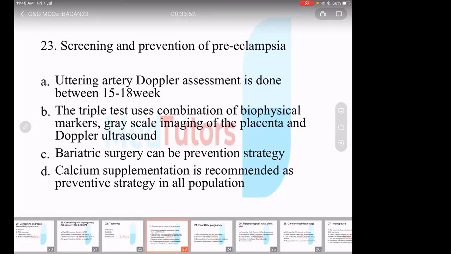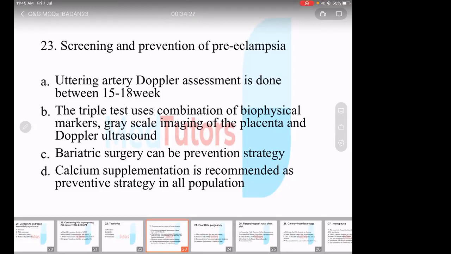So we are to look for either the correct or the wrong answer in this question. So A says uterine artery Doppler assessment is done between 15 to 18 weeks. This is a correct option. Then B, the triple test uses combination of biophysical markers, grayscale. The triple test usually just uses maternal features. No feature from the fetus is used. So this is not correct.